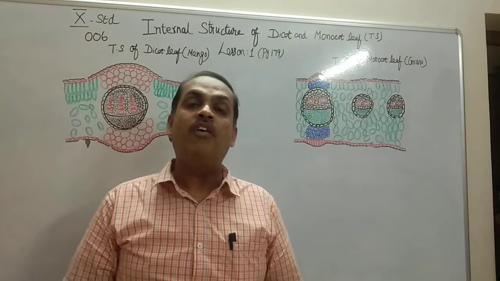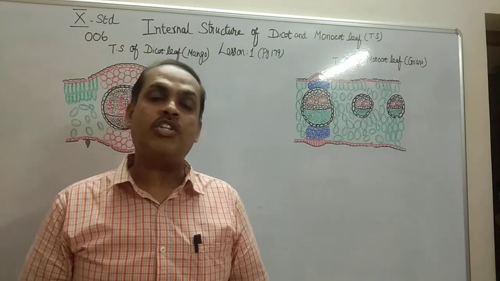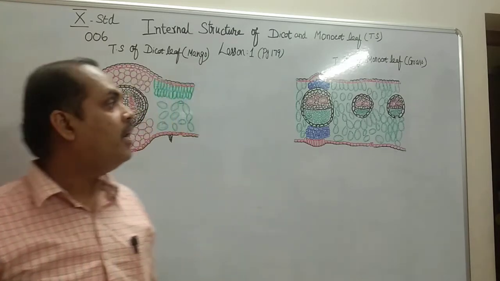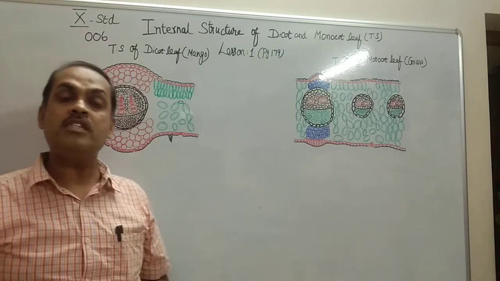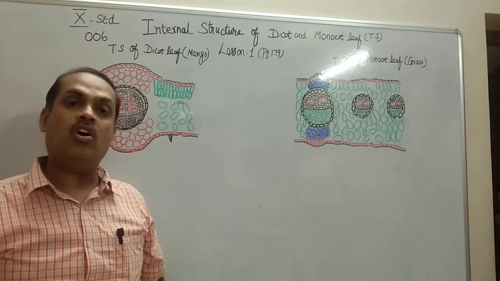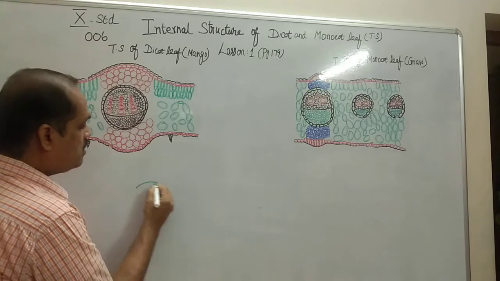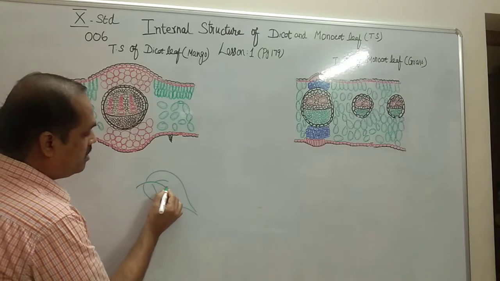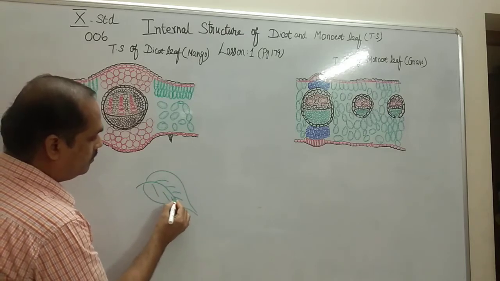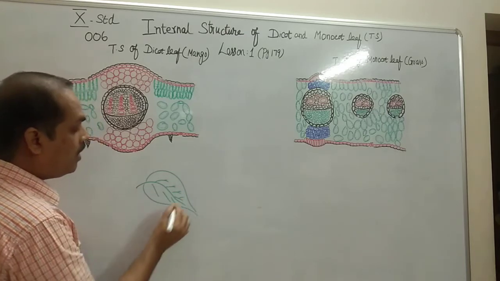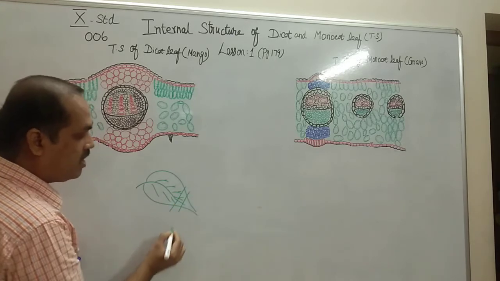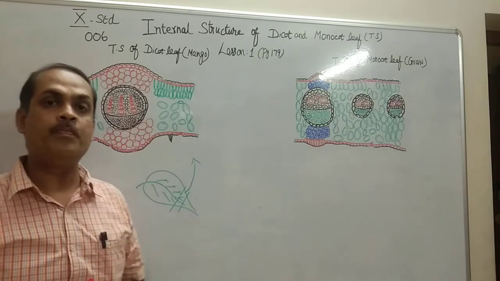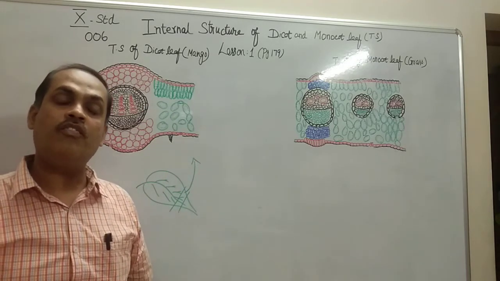In this section, we are going to discuss the internal structure of dicot and monocot leaf. First, we will see the structure of the dicot leaf, that is, the transverse section of a dicot leaf. Now, this is the leaf, dicot leaf, where you have midrib, veins, and veinlets. Now, if I am taking a cross section of this leaf, I will see the section enlarged in the microscope. Let us study the internal structure of dicot leaf.